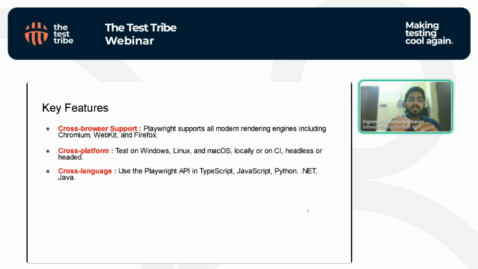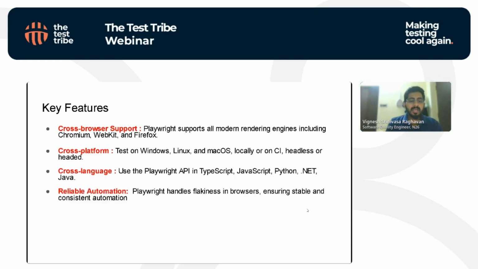No, that's not the case. With Playwright, you can write your test cases with JavaScript, Python, .NET, Java, and everything. But predominantly, Playwright is built on top of TypeScript, so all the native APIs are built in TypeScript. And next, Playwright is a reliable automation tool.